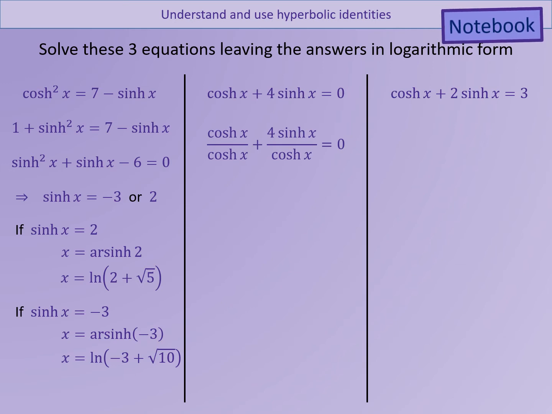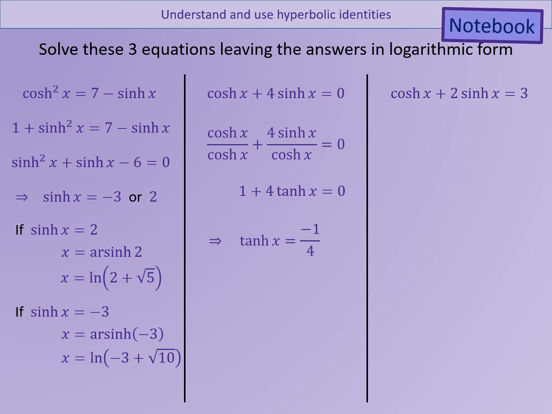For the second one, we're going to rearrange by dividing both sides by cosh x. This is so that we can use the identity that sinh x over cosh x is tanh x. We can see that the first term will become 1. So we are left with 1 plus 4 tanh x equals 0. We can now rearrange this to find tanh x. This would lead us to tanh x equals minus a quarter.